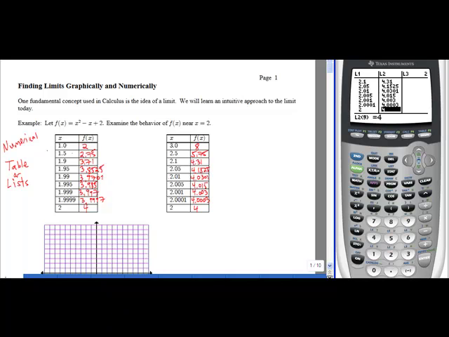Okay, so we just created a table of values using values of x that are slightly smaller than 2 but approaching 2 as we progress down this table. And then on the other table we have values of x that are slightly bigger than 2 but still approaching 2 as we progress down the table.